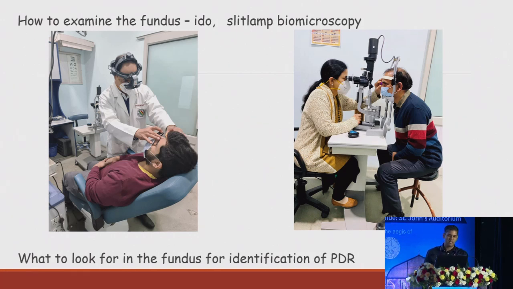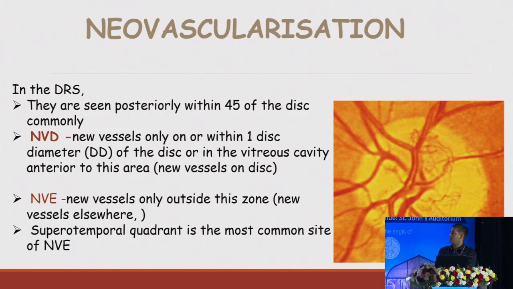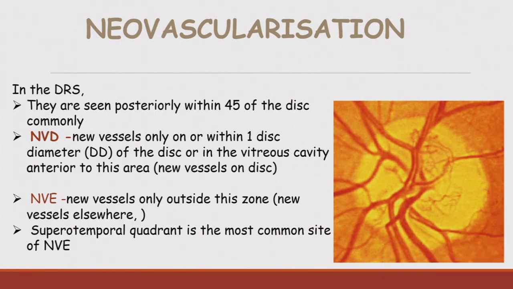So what are we looking for in the fundus in diabetic patients? We are looking primarily for neovascularization. So NVD is defined as new vessels on the disc or within 1 disc diameter of the disc, or in the vitreous cavity just anterior to the disc. Neovascularization elsewhere are new vessels other than the NVD area. The most common site or quadrant of NVE proliferation is the superior temporal quadrant.